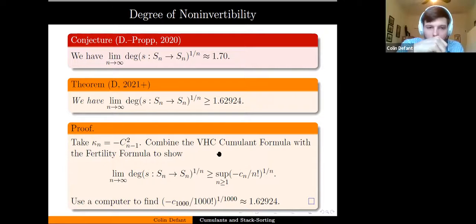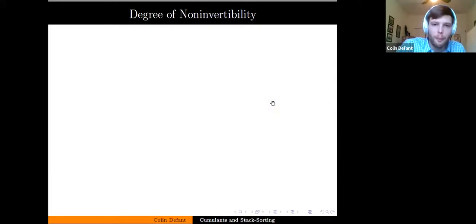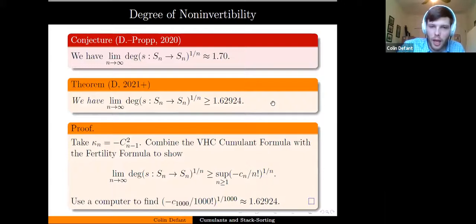No, I haven't. The reason I'm using them here is because the Catalan numbers show up in the fertility formula, and I'm squaring them because the definition of the degree of non-invertibility involves squaring things. When you work it out and do some inequalities, the correct thing, at least as far as I could tell, was to use squares of Catalan numbers. But maybe there is a different choice that would give something better, and I definitely haven't looked into that.